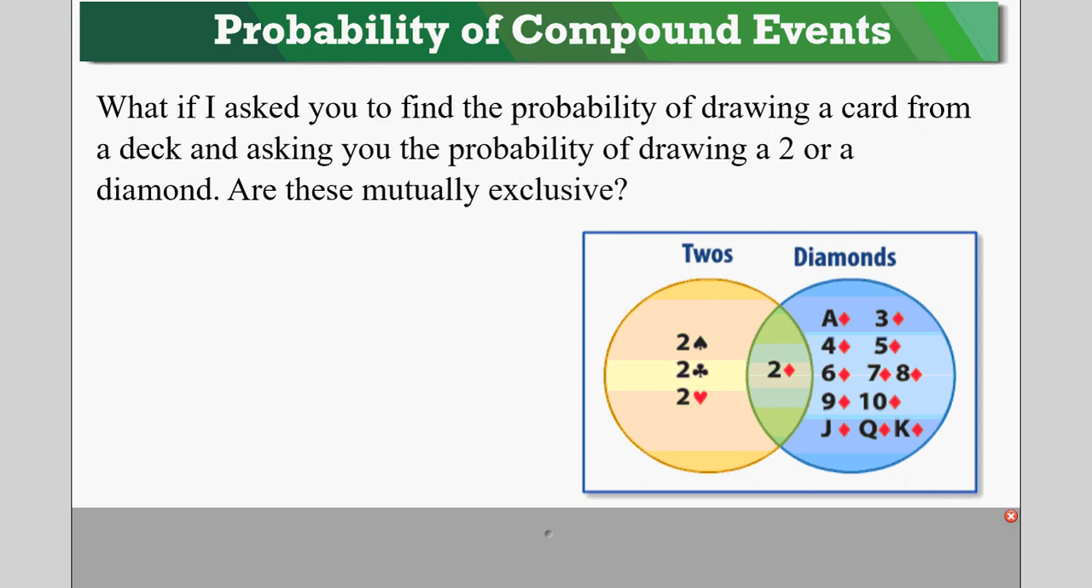What if I asked you to find the probability of drawing a card from a deck and asking you the probability of drawing a 2 or a diamond? We'll come back to this question here in a second. Let's just try doing it how we did before. We want the probability of getting a 2 or a diamond.